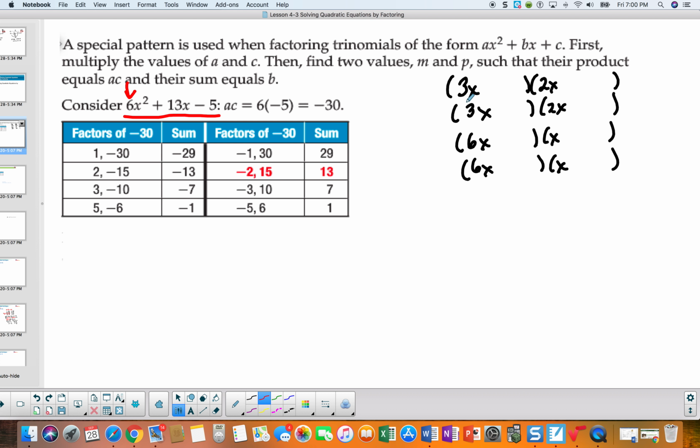Now we can split up the 6x into 3x and 2x, or we can separate it by 6x times x. Those will create our first term. Now what creates 5 is 5 times 1. The question is, do I put 5 here, 1 here, or 1 here, and 5 here? Now with a 6x and x, do I put the 5 here, do I put the 1 here, 1 and 5? Okay, so there's all these possibilities.